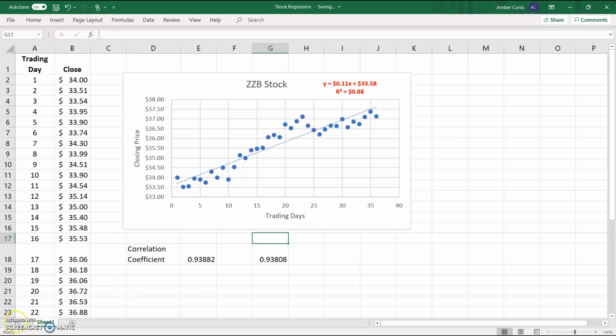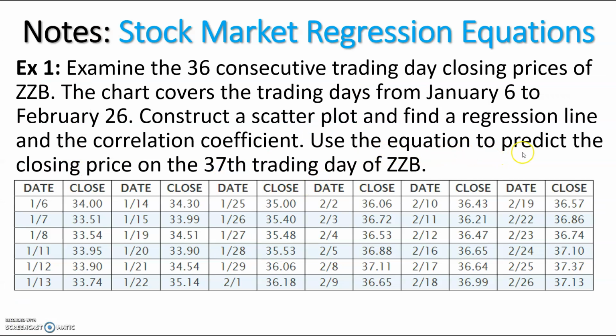Now, the next part of our problem was to use the equation to predict the closing price on the 37th trading day. So right now on the 26th, we are at 37.13. Now that we have a model or an equation to determine potential closing values, we're going to try to figure out what the 37th trading day could potentially be based off of this model.